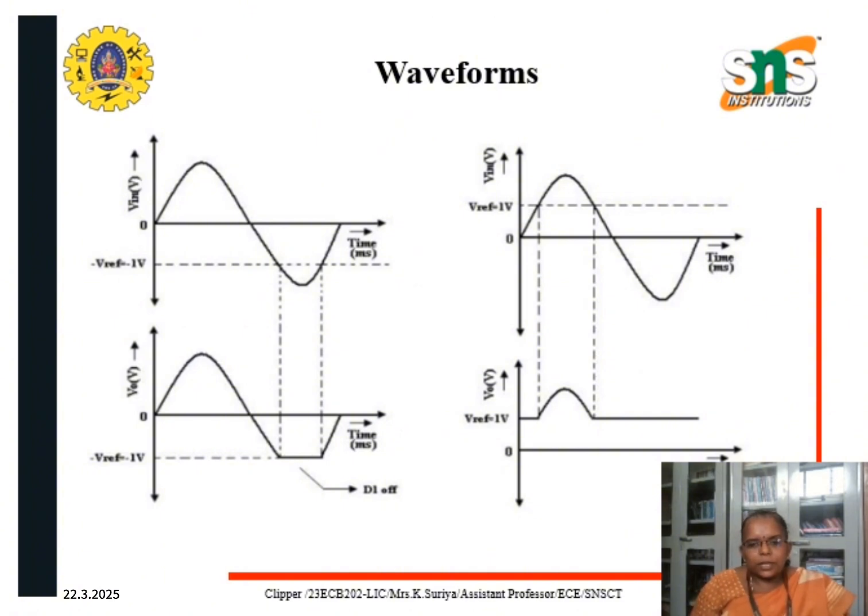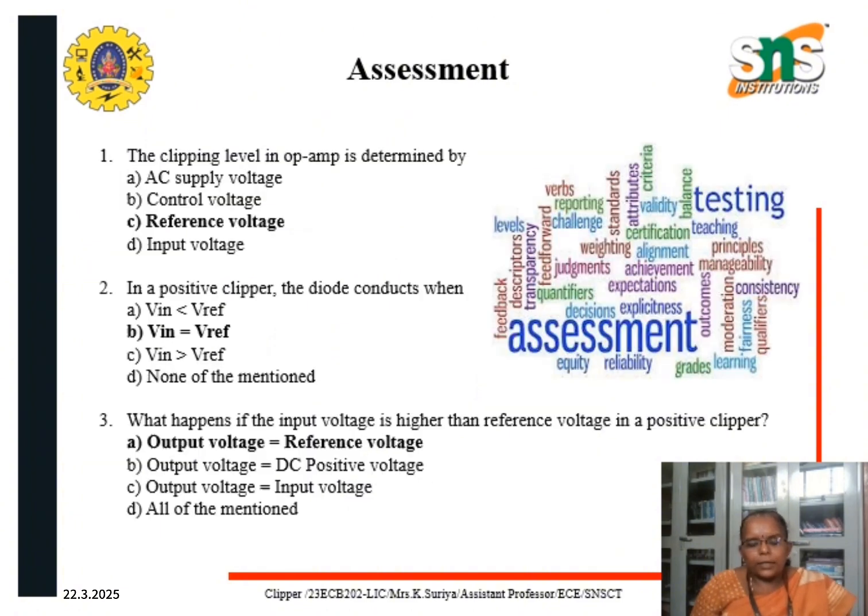In the first case, V reference is negative, and in the second case, V reference is set to positive. In both cases, the portion of the input signal below the V reference value is clipped off, and the portion of the input signal above the V reference value will be the same as that of the input. Hope you understood what a clipper is and the types of clippers.